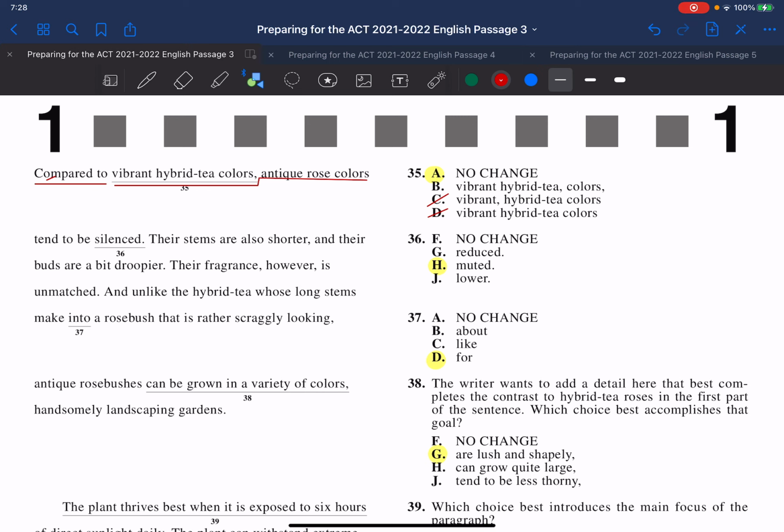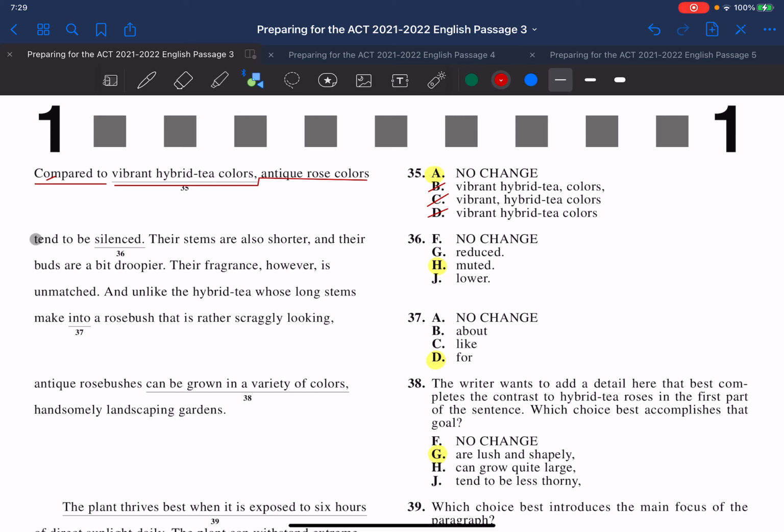Now, vibrant and hybrid tea are both descriptors of the word colors right there. And near as I can read, vibrant hybrid tea colors, this whole phrase is all one thing. So we're not going to separate them with a comma. We're just going to keep them as no change.